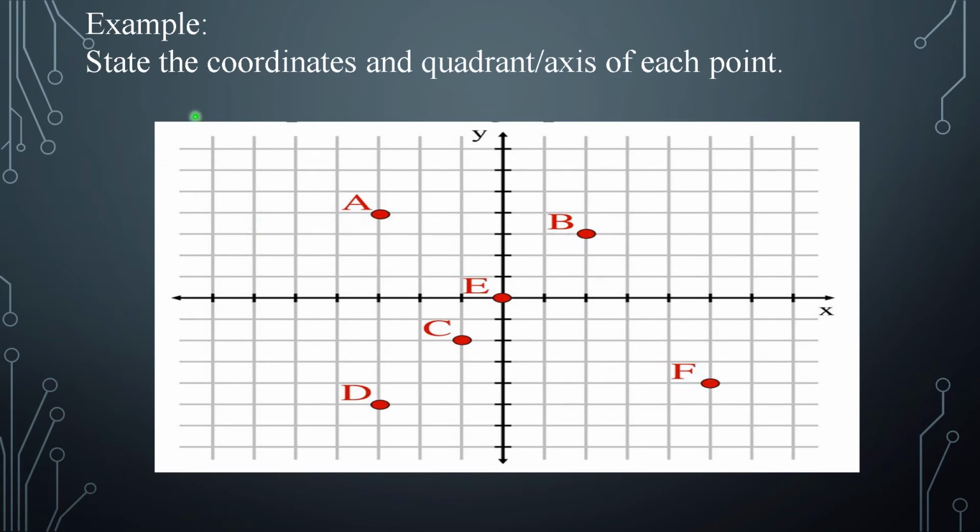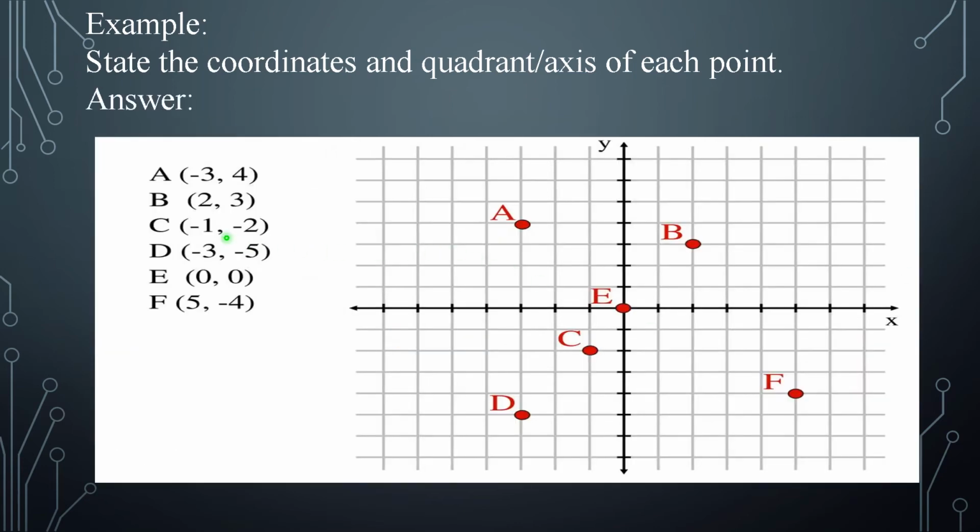Now let's have this one. State the coordinates and quadrant or axis of each point. So let's start with point A. Point A is negative 3, 4. Why negative 3, 4? As you can see, this is the x-coordinate, which is negative 3. That's 1, 2, 3, 3 units to the left of the origin. So negative 3. And then this one here is 4. That's 1, 2, 3, 4, 4 units up. So this point has coordinates negative 3 and 4.